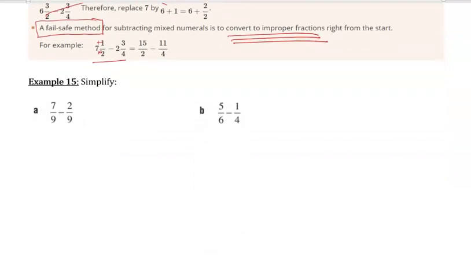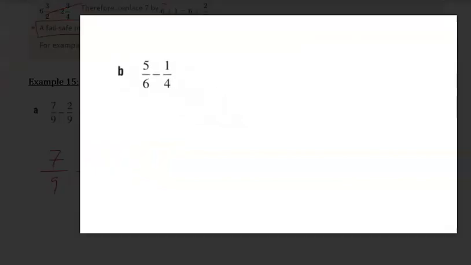So for this one, simplify 7/9 minus 2/9. I check that we've got a common denominator, and we sure do. So we're going to simply take 7/9 minus 2/9, and that'll give us a certain number of ninths, which is 7 minus 2, which I believe is 5/9. Is there a common factor between 5 and 9 to simplify?